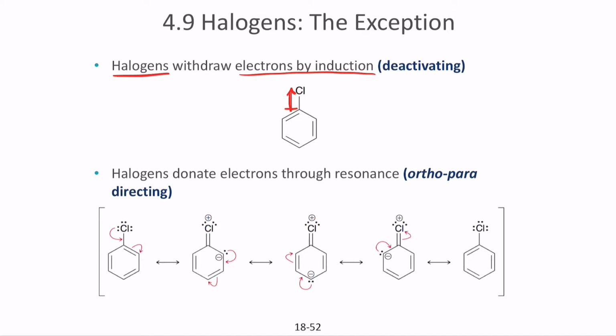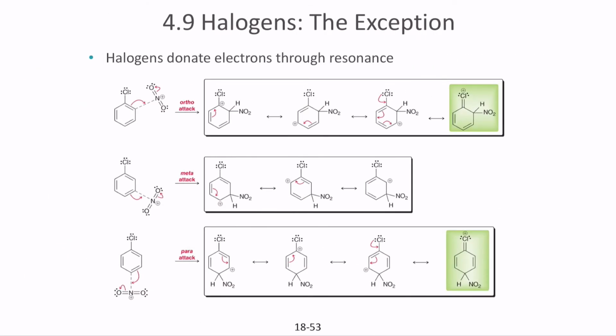Now they can also donate electrons through resonance. If you take resonance of the electrons, the electron pair goes here and the double bond becomes a lone pair. This can resonate continuously and create multiple sigma structures, where you would see most of the positive charge pointed towards chlorine, which means it's a stable structure. So they end up becoming ortho-para directing structures. Halogens donate electrons through resonance.